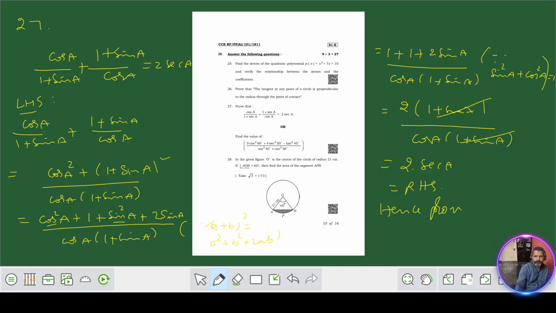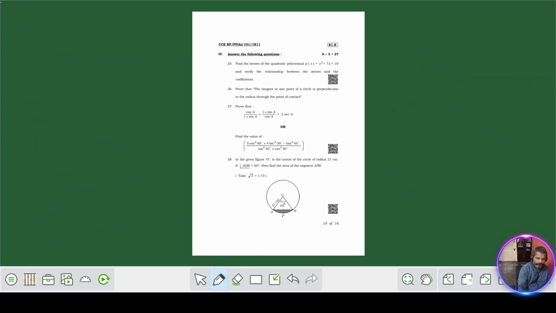Hence proved. Remember, we used the identity sin square A plus cos square A is 1, the reciprocal identity, which is 1 by cos is secant, and another identity, (A plus B) whole square. Okay. We'll see the next optional part of the same question, 27th only.